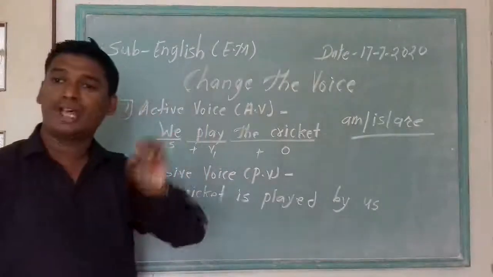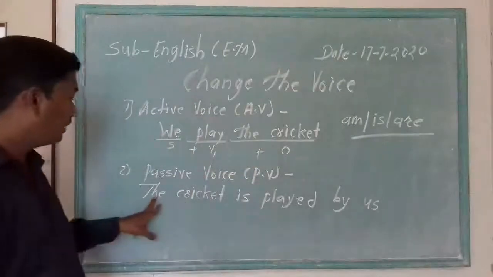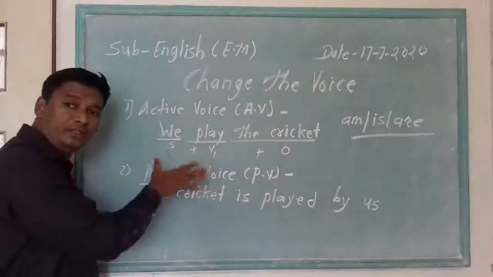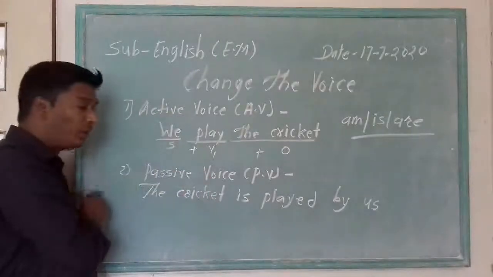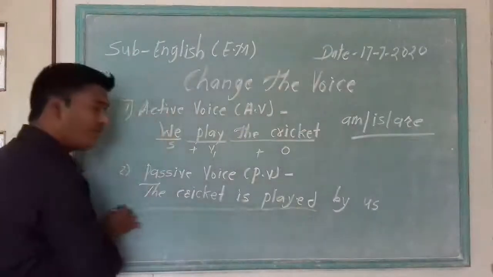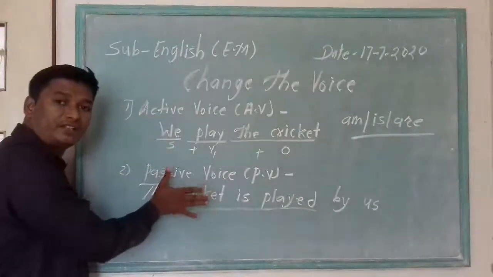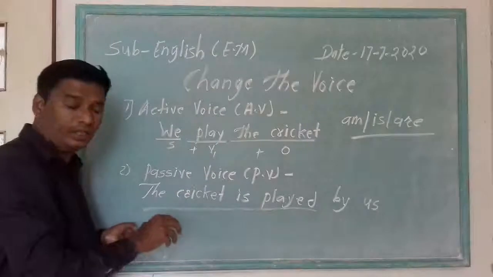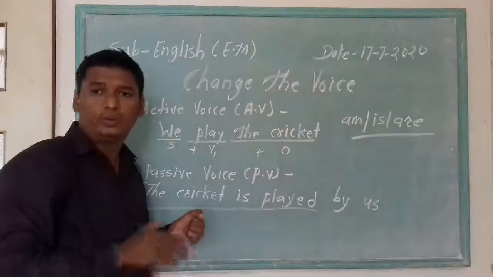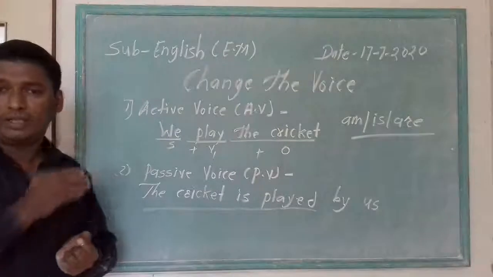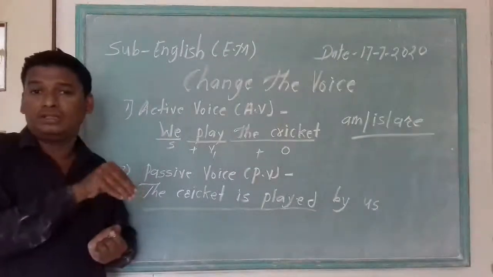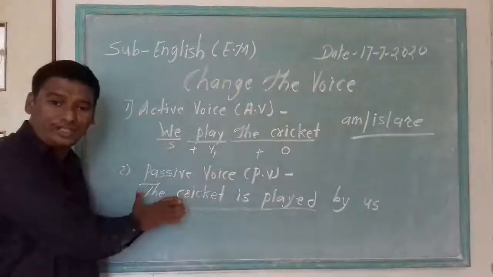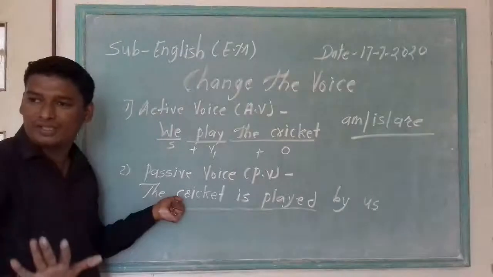I'm just telling you what is active voice and what is passive voice. The cricket is played by us. In this sentence, the focus is on the action. What is the action? The cricket is played. This action has been focused and emphasized. Who did the action is not very important, but what the action is, that is very important. So that action has been focused by starting with the object. So it is passive voice. Have you understood?